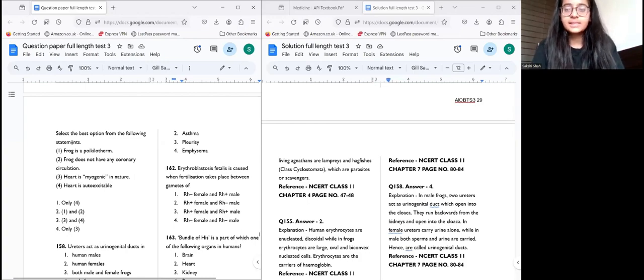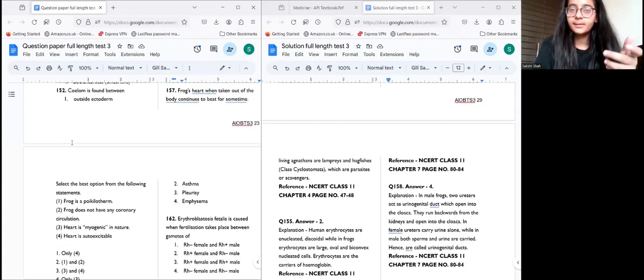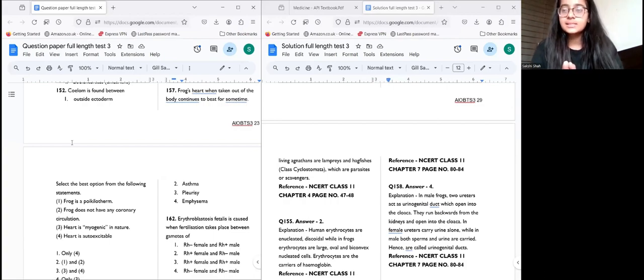Okay, so for question number 157, you have to choose the best option from the following statement. Regarding the frog's heart, when taken out of the body it continues to beat for some time. Why does this happen? As it's given here, frog is a poikilotherm. Is that correct? Yes. Frogs are poikilotherms. Why? Because poikilotherms cannot regulate their body temperature, and it changes with the surrounding temperature. So the statement is correct. But does that relate to why the heart beats when taken out of the body? No. So this option is not correct in reference to the statement mentioned.